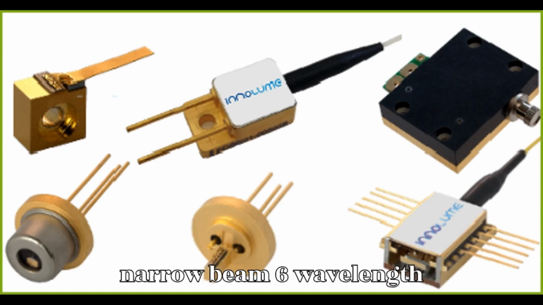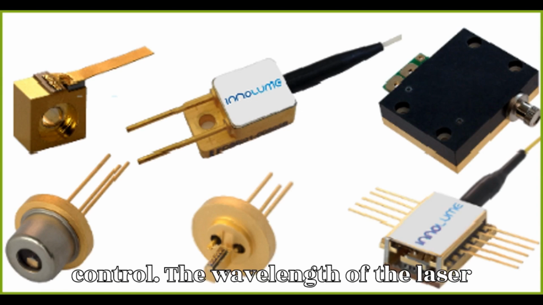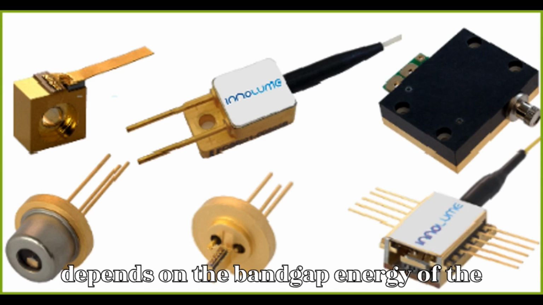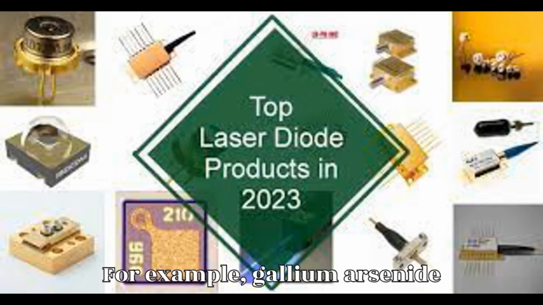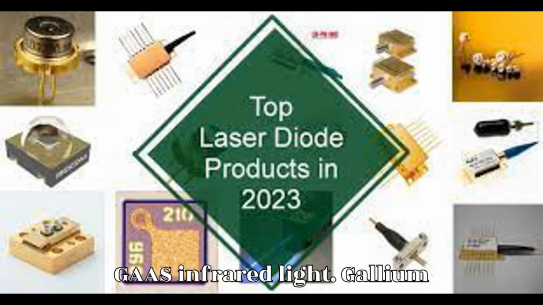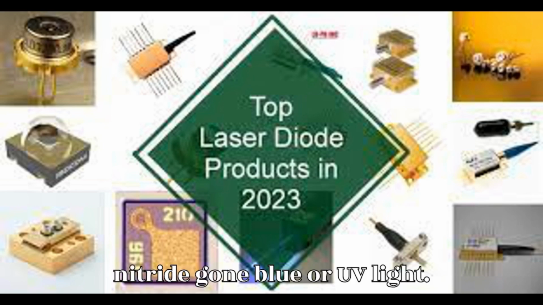6. Wavelength control. The wavelength of the laser depends on the bandgap energy of the semiconductor material used in the diode. For example, gallium arsenide, GaAs, infrared light. Gallium nitride, GaN, blue or UV light.